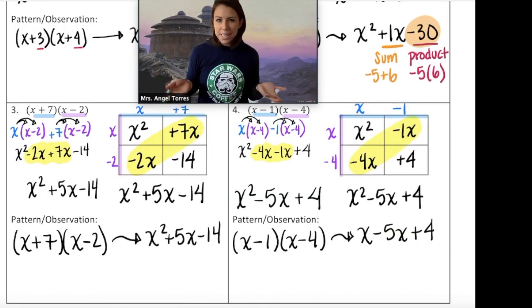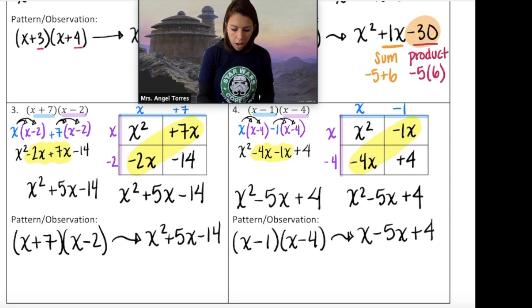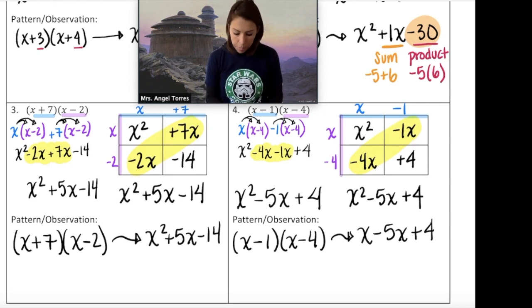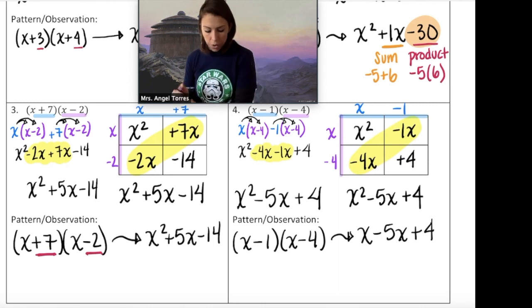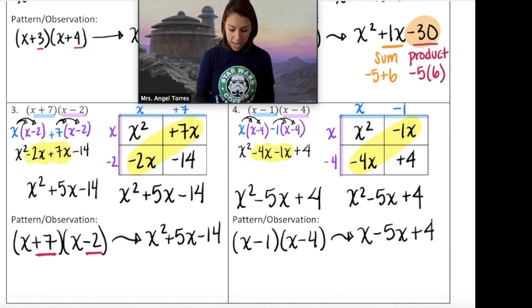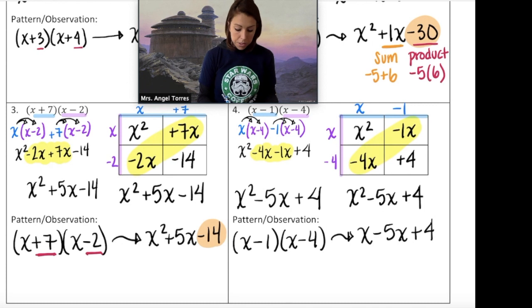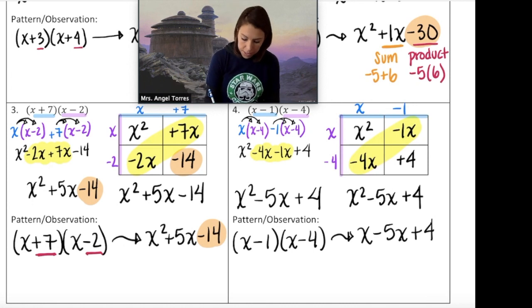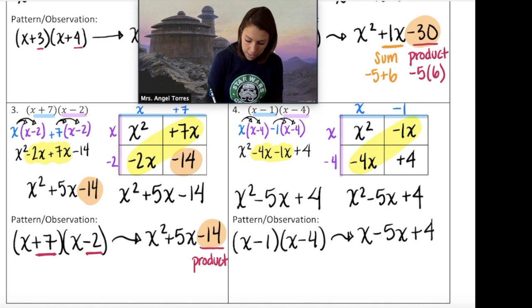Did you find the same pattern here? Well, let's see. Our constants in the binomial for number 3 are a positive 7 and a negative 2. How did we end up with negative 14 here? We multiplied positive 7 by negative 2, and that's how we end up with negative 14. So this final term is the result of the product of 7 and negative 2.